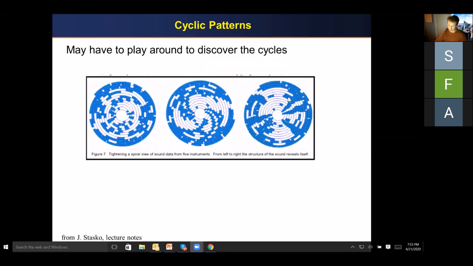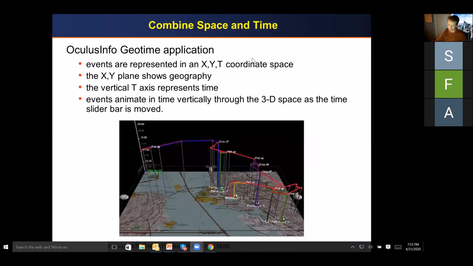Okay, so another thing that's also very interesting is that you want to combine space and time. You want to see where things happened and when it happened, and where. So now you have this dilemma: you want to show something that evolves over time, but you want to plot it on a map. Okay, so this is what's called GeoTime.